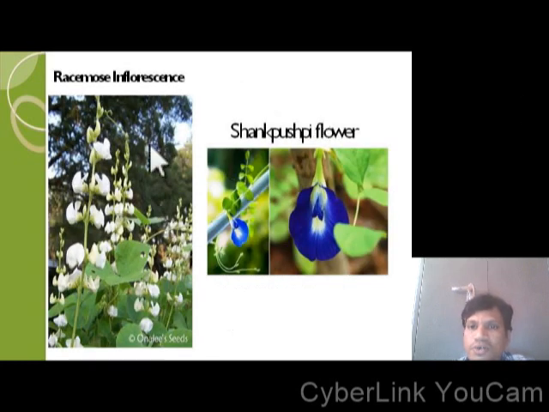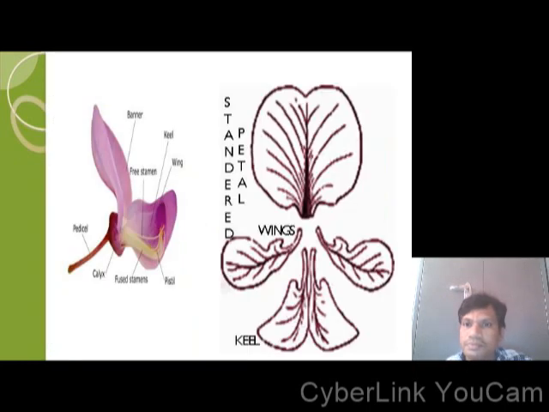This is the racemose inflorescence. This is Shankhpushpi. This is a standard petal. On the sides, these are wings, and internally it is a keel. See, like this. This is a standard. On this side, the 2 bigger ones are wings, and lower down this is a keel, one only.